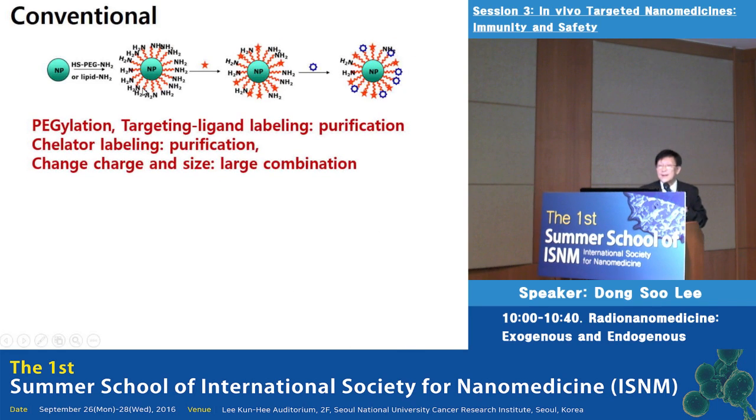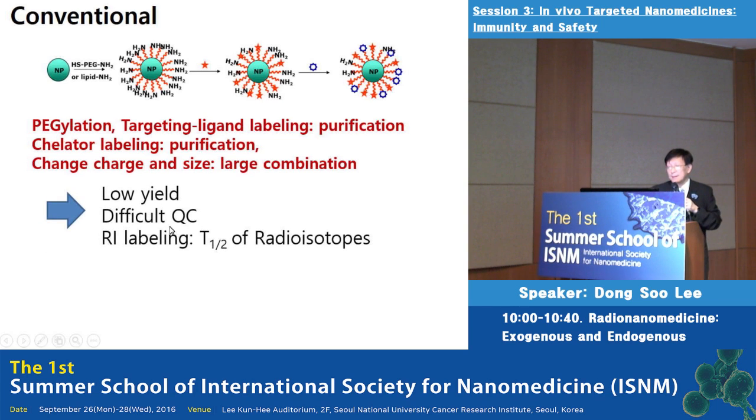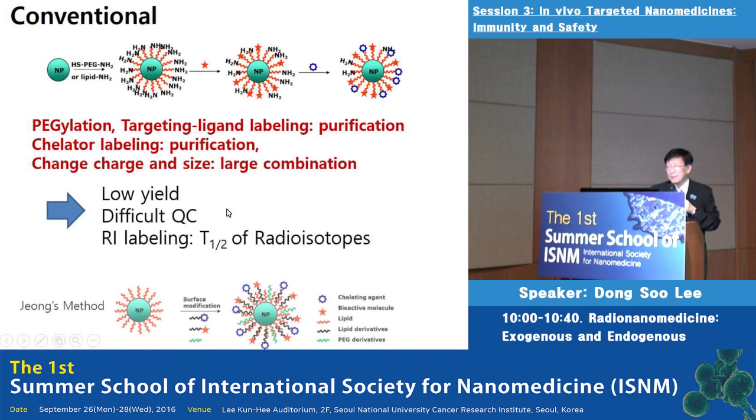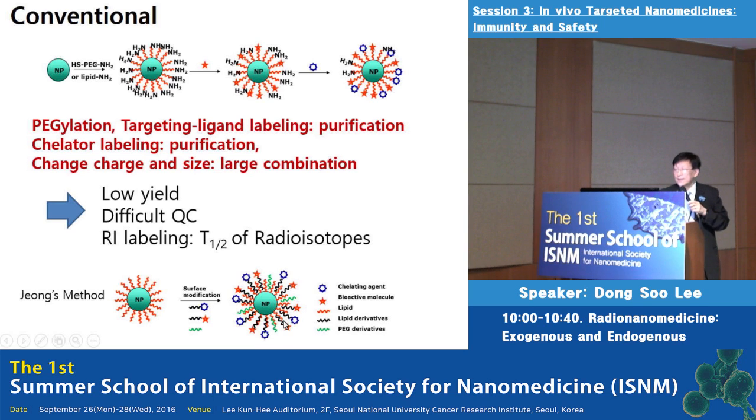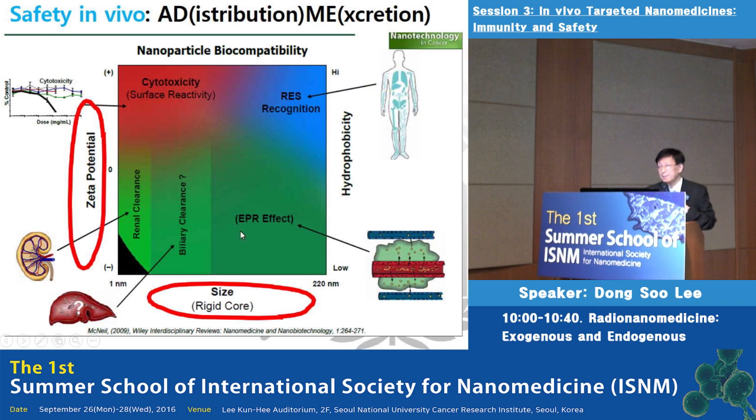And conventionally, if you are going to pegylate and then do target ligand labeling and then radioisotope labeling, one step, labeling and purification, labeling and purification, labeling and purification is going to decrease the yield unrealistically. And the difficult QC and the RI labeling of radioisotopes are also causing a problem. So my colleague's method is just making a good micelle and then combining it. That's it, the one step. So we can just deal with the combination of zeta potential and size.